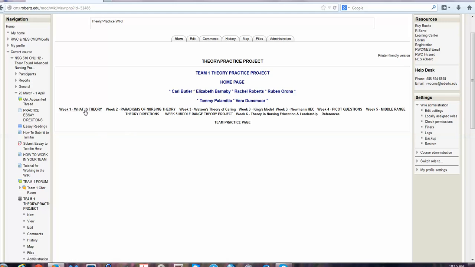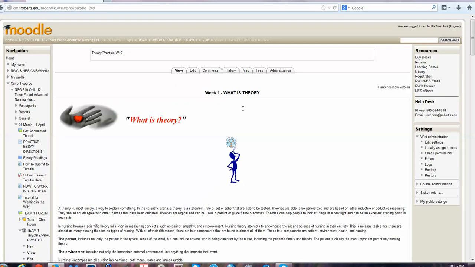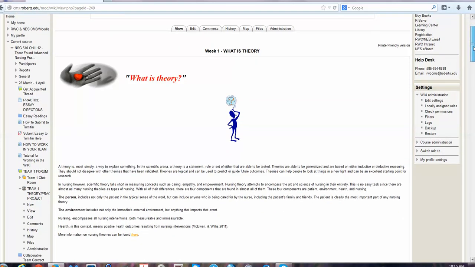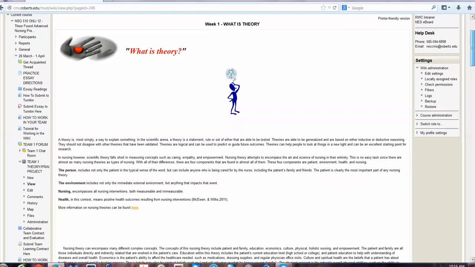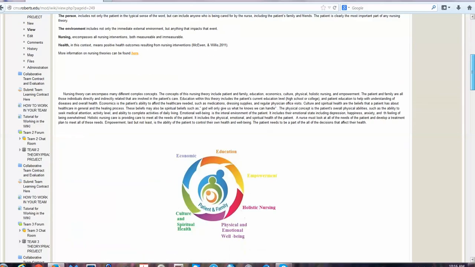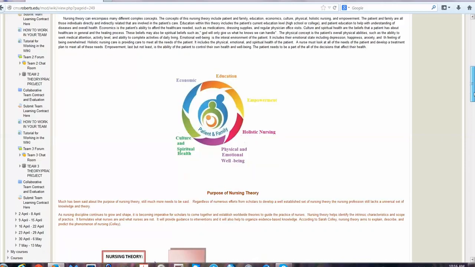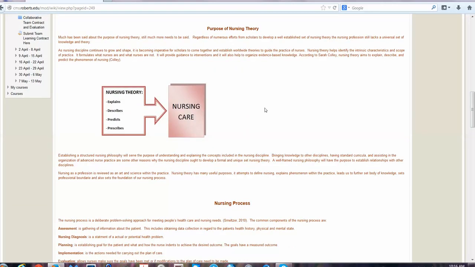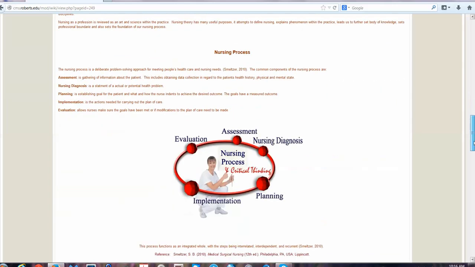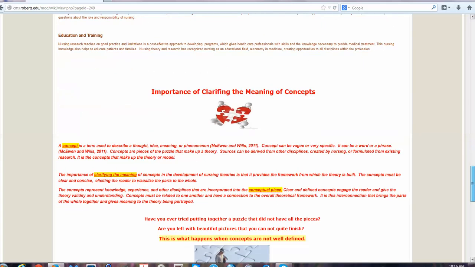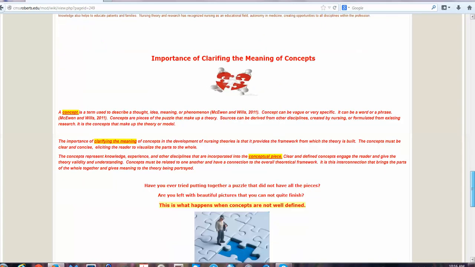So here's week 1 where each team had to answer those questions. And this is what, for example, Team 1 created. You can see they used some nice graphics. They answered the questions. They made a model of a theory. They identified the purpose. They identified what nursing theory does. They talked about the nursing process and concepts and why concepts are important to understand.